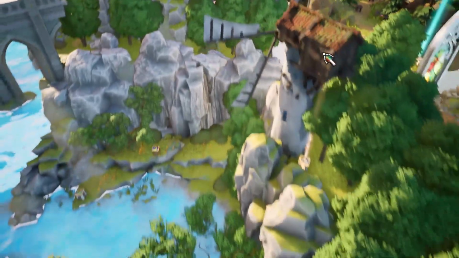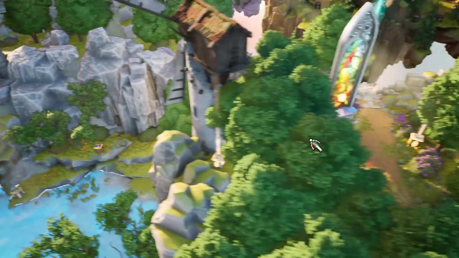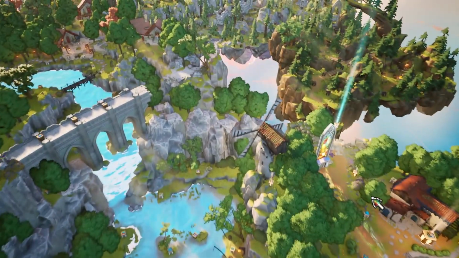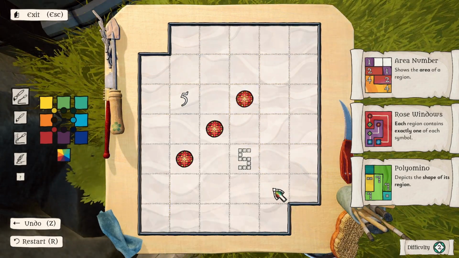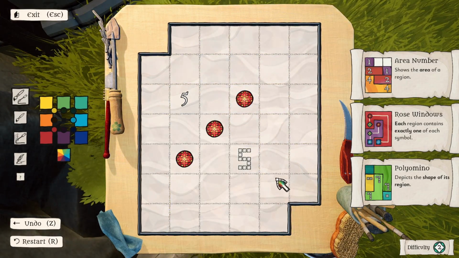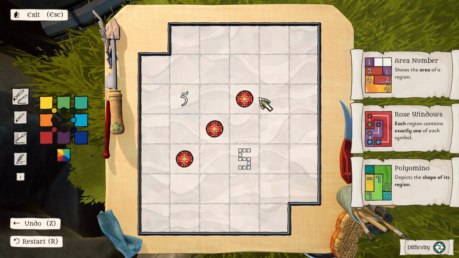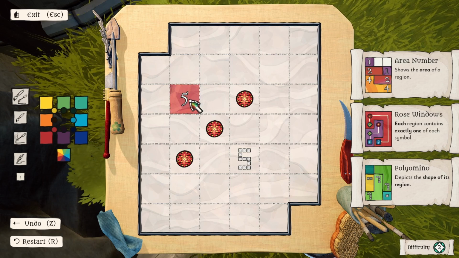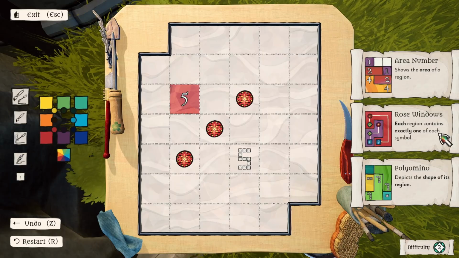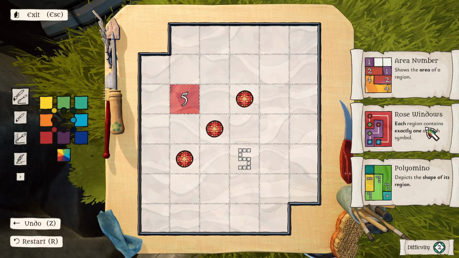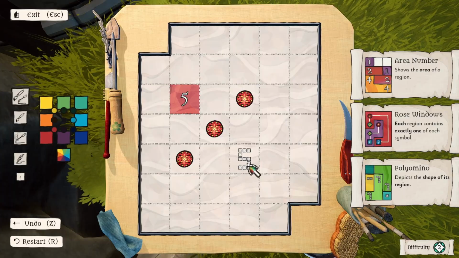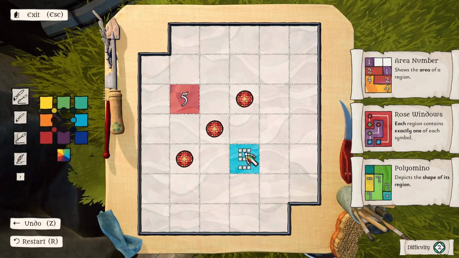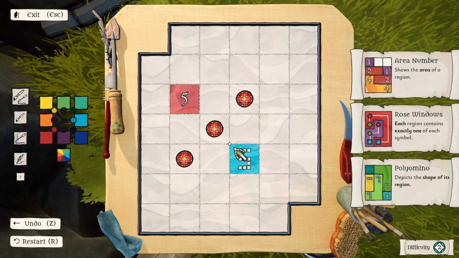What are you doing up here? Huh. Ooh, okay. Area number. There's a 5-sized region here. Rose window. Each region contains exactly one of each symbol, which means there are only 3 regions, and a polyomino telling us that whatever region crosses this has that shape.